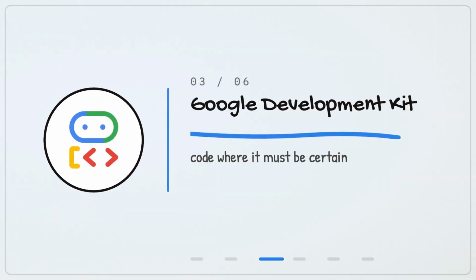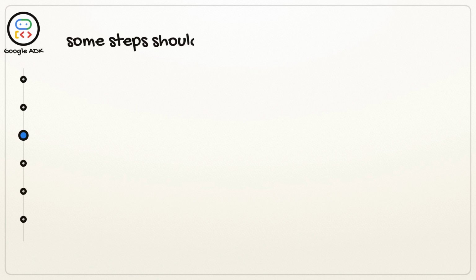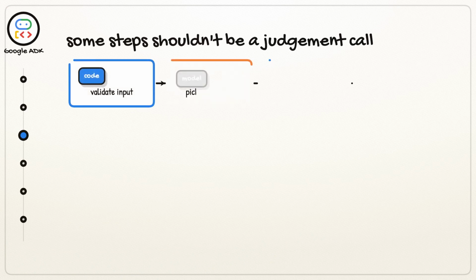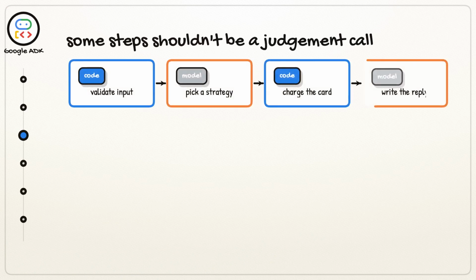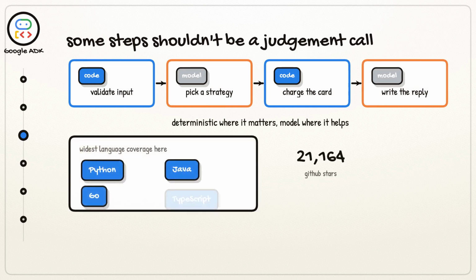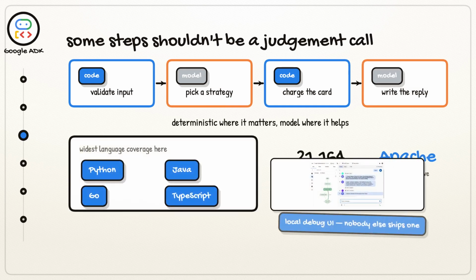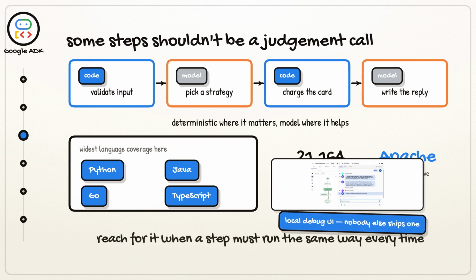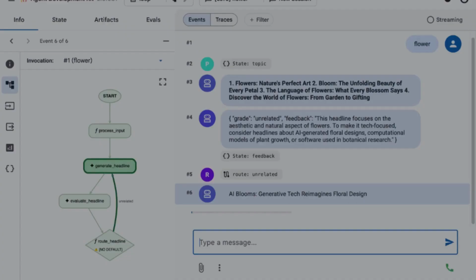Google ADK. Google's Agent Development Kit lets you write some steps as ordinary code that runs exactly the same way every time, and hand the model only the steps that genuinely require judgment. It runs Gemini natively and other models through LiteLLM. It supports Python, Java, Go, and TypeScript, which is the widest language coverage of anything here. It has 21,000 stars, and it is Apache licensed and free.